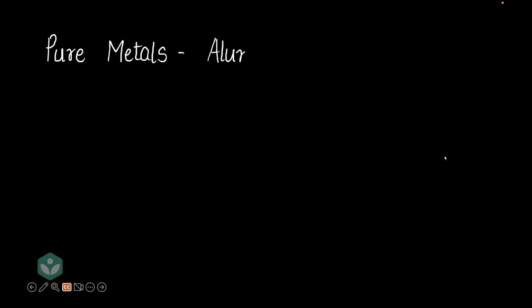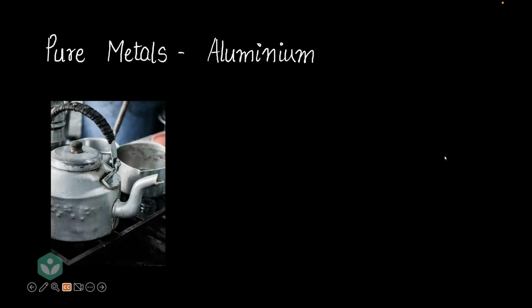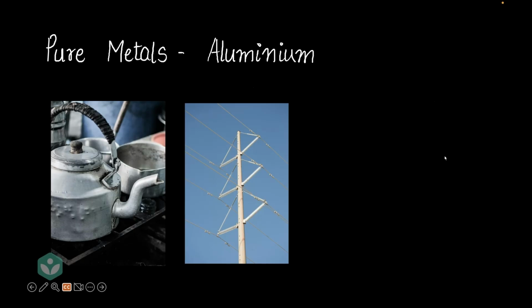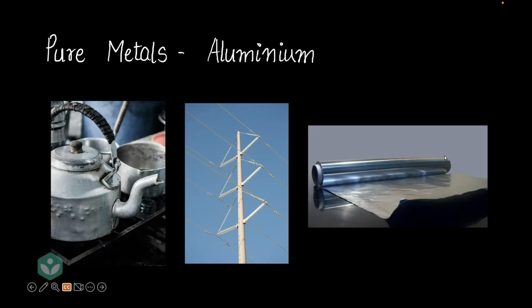We also see aluminium often used in its pure form. Vessels, high-tension wires, or aluminium foil. Aluminium is a versatile, lightweight, yet strong metal. Let's go to the next one.